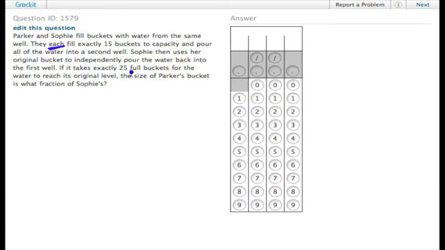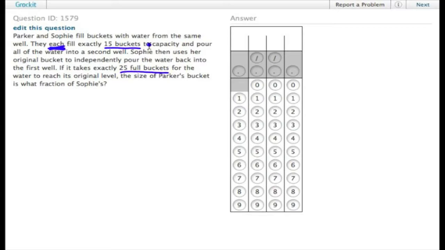Okay, so kind of a tough problem. It's imperative that you notice that each fills up exactly 15 buckets. So Sophie's using the same bucket when she refills the well. So the 15 buckets that she originally put into the second well are going to cancel out 15 of those buckets that she puts back into the first well, right? So she took 25 full buckets. They're going to be canceled out by 15 of those buckets that she originally put into the second well, right?